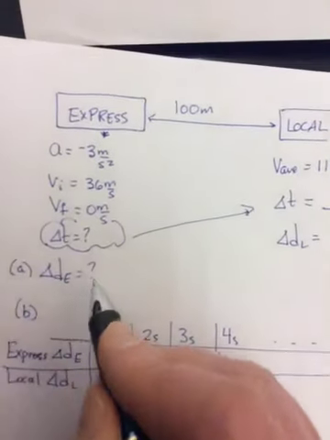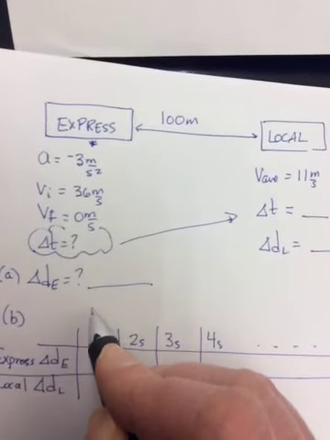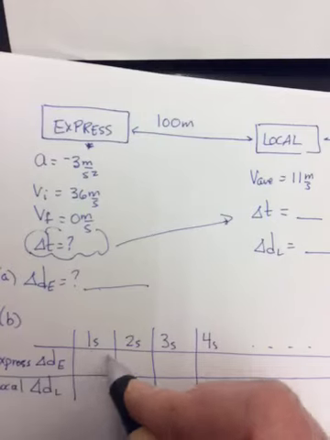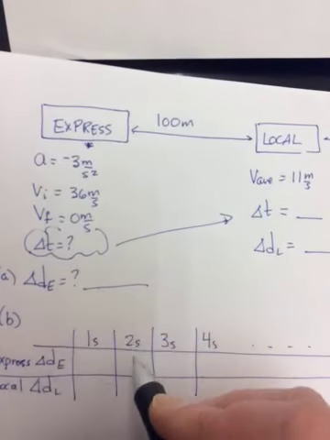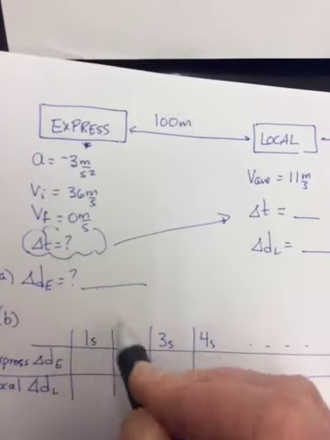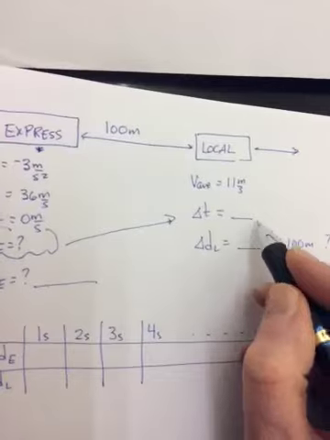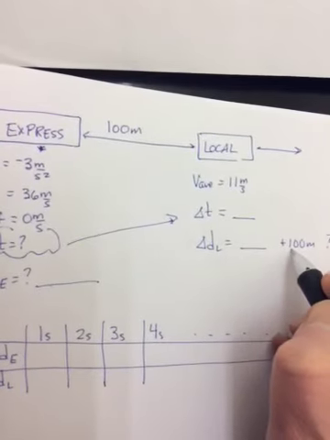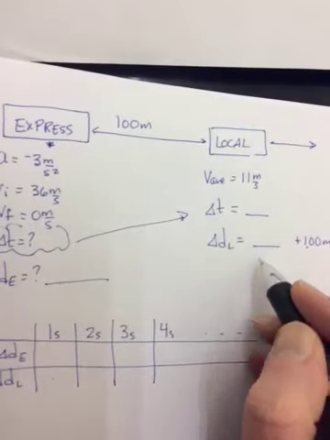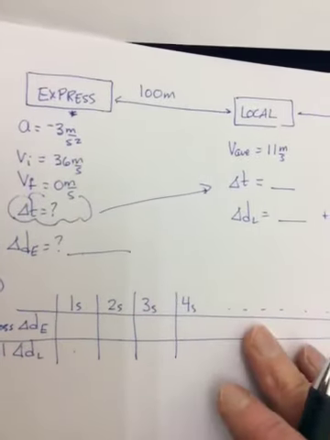Well, you take 1 second and you sub it into the delta D express equation that you had here, that you had put your time in for. And you get a distance and you write it right here. Then you sub 2 seconds in and you get a distance and write it right here. And then you sub 3 seconds in, etc., all the way up to 12. And then you do the same for the local. You sub it into the equation that was here and make sure you add the 100 meters on. Okay, and then sub the 2 seconds in and the 3 seconds in. So you're going to have this nice table.